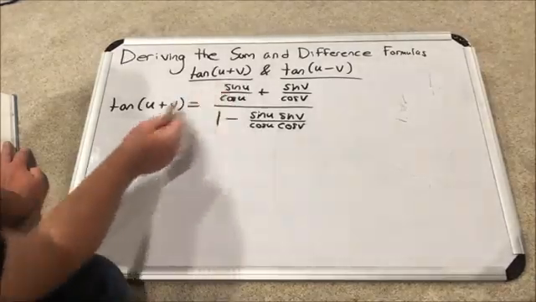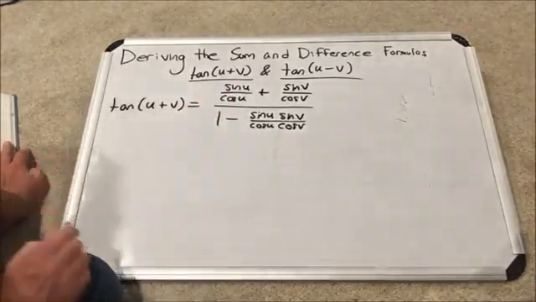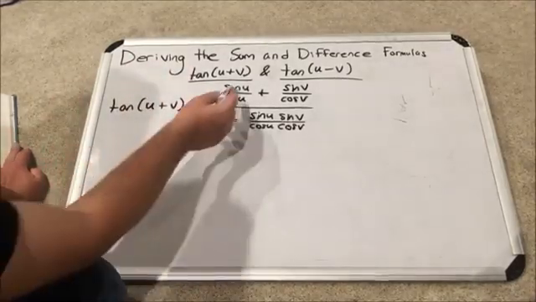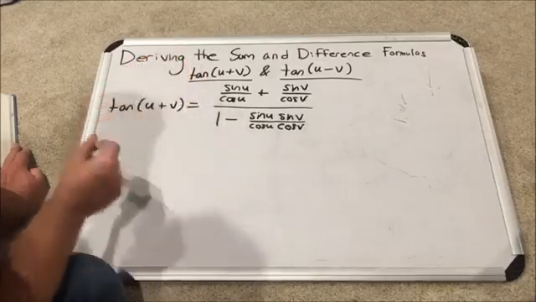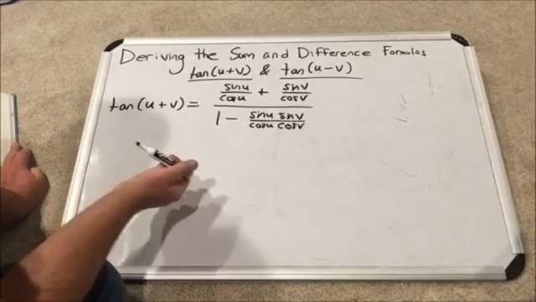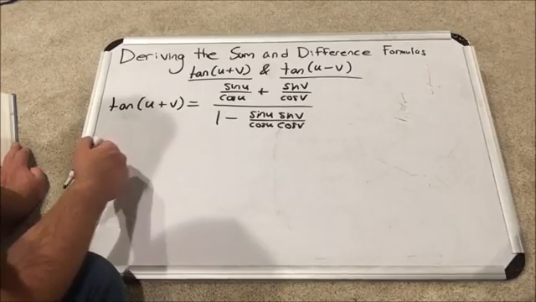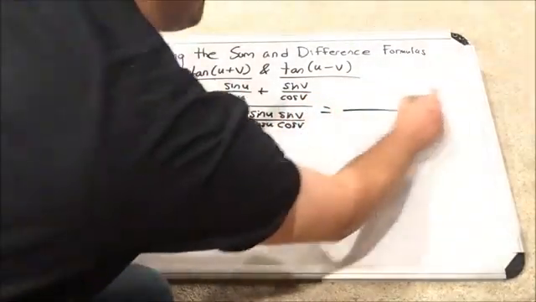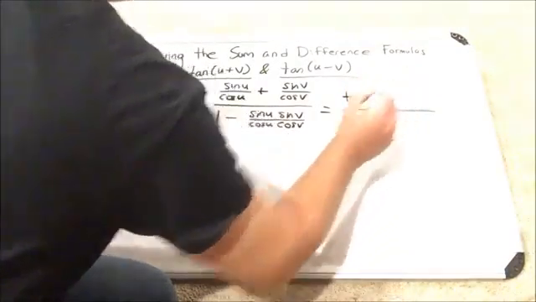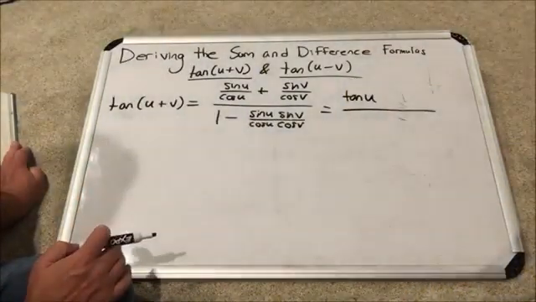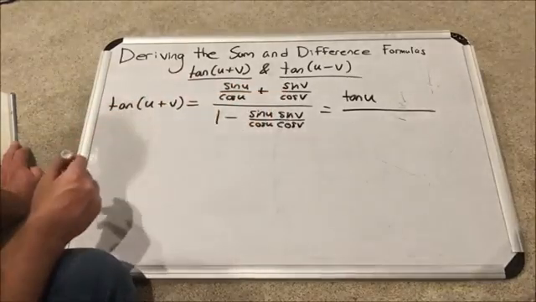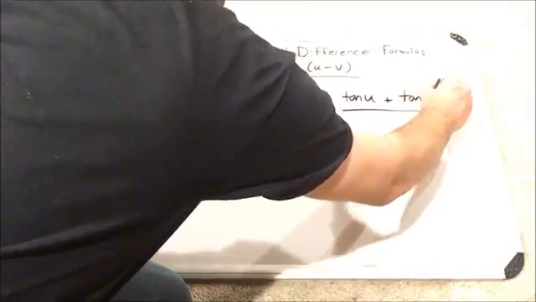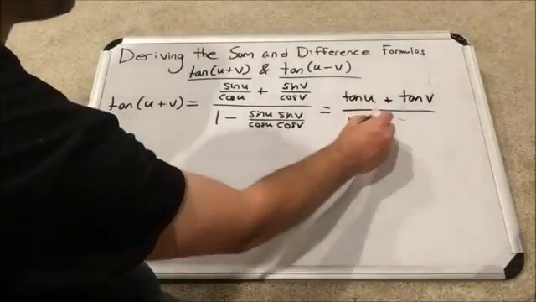Okay, so now again, remind yourself of where we started this whole derivation at tangent u plus v. What we have at the top, the sine of u over cosine u, well, using the quotient identity, that's just tangent u. Okay, I can start to see this shaping up. Sine v over cosine v, that will be tangent v. On bottom, we'll have the 1 minus.